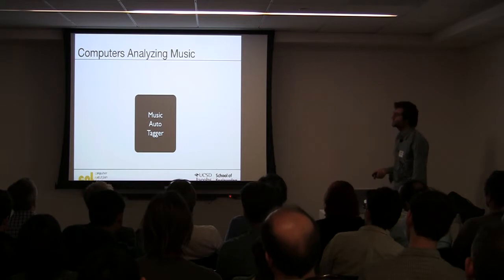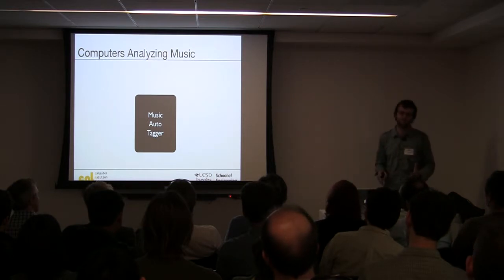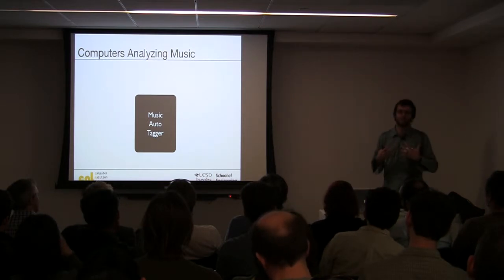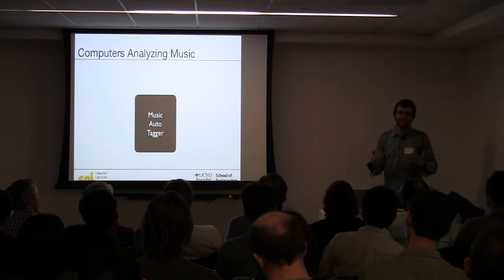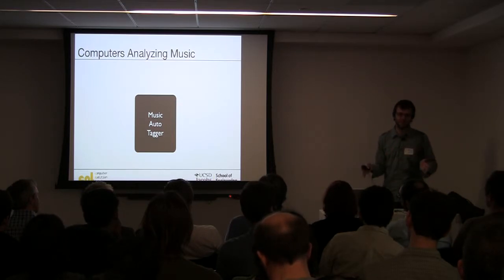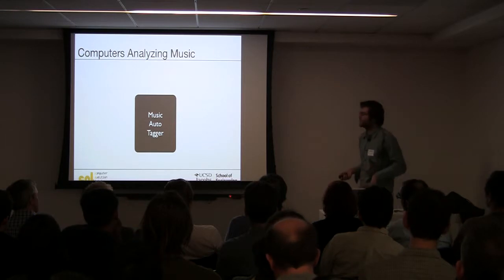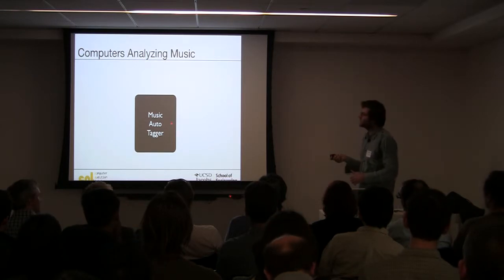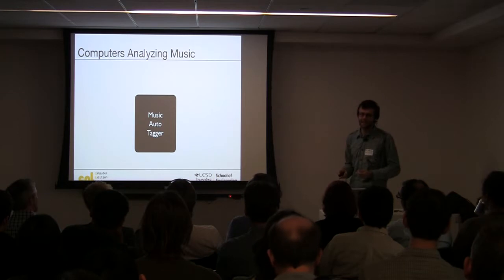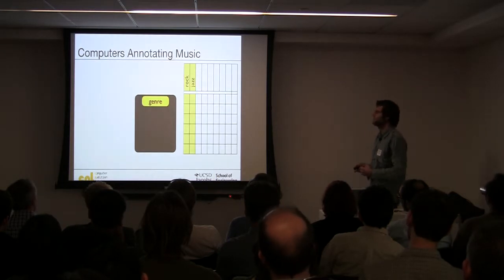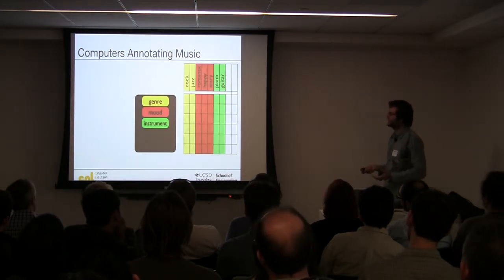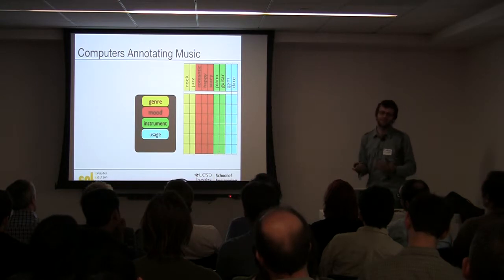So how do we do this? What we need is basically some kind of black box that will automate the analysis of the millions of songs out there, okay? One of the things one could do is think about building a black box that can automatically tag music with all kinds of tags, including genre tags, mood tags, instrument tags, usage tags, etc.